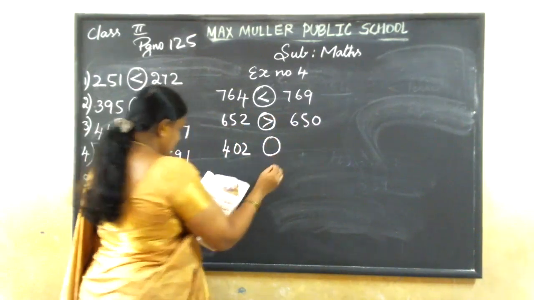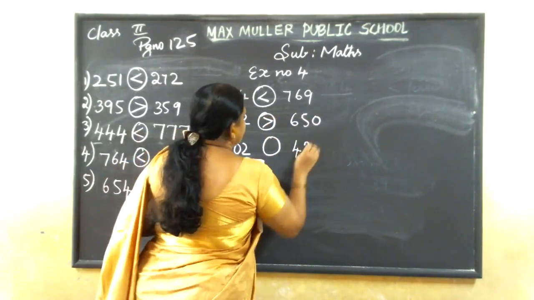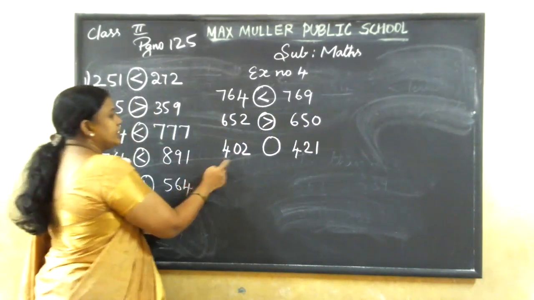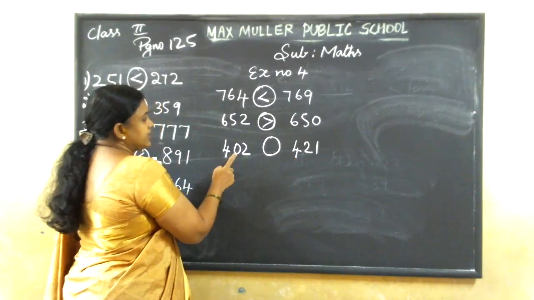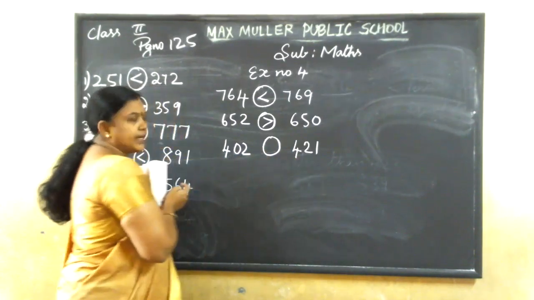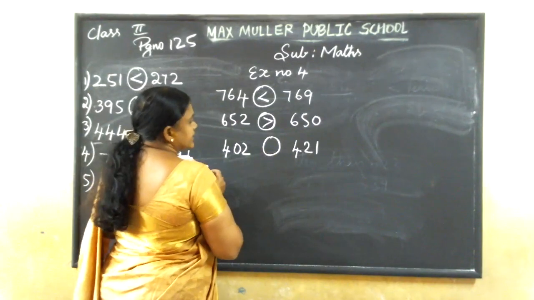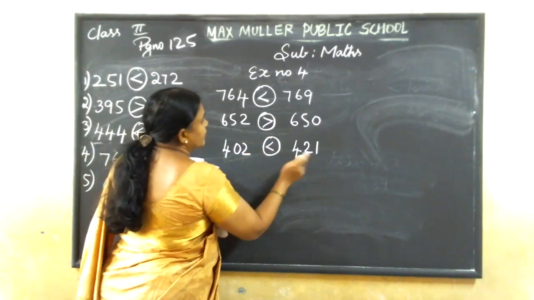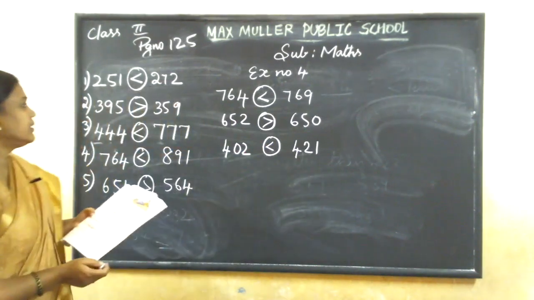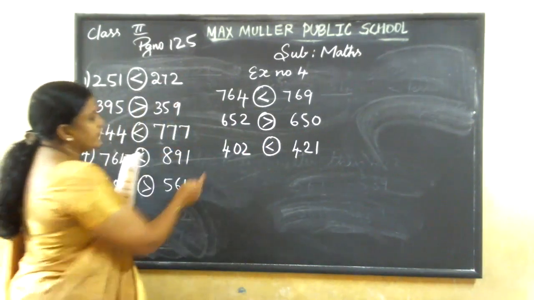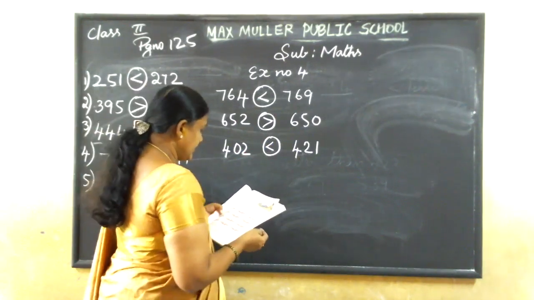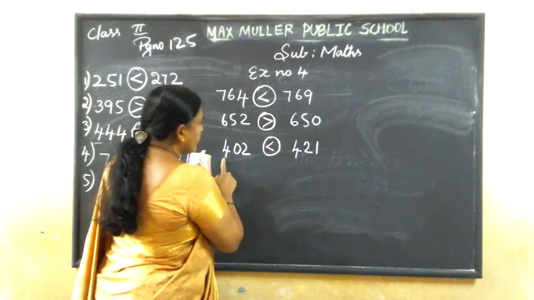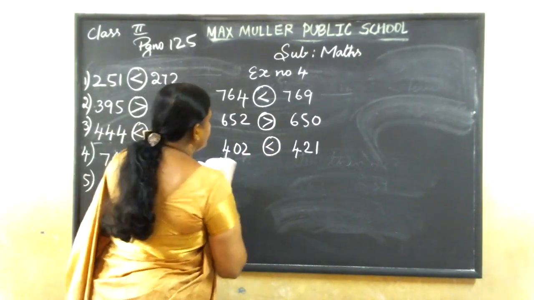402 and 421. In hundreds place, here 4, here also 4. In tens place, here 0, here 2. Which one is greater? So 421 is the greater number. So 402 is less than 421. Sorry, children, I said 402 is greater than 421. Sorry, this is the lesser sign, no? You want to say 402 is less than 421.